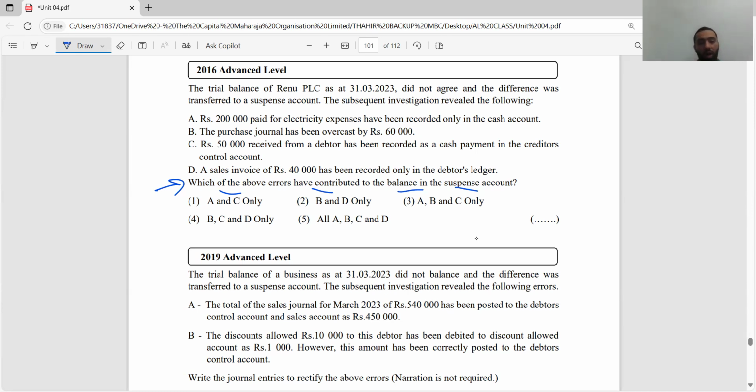Number one, 200,000 paid for electricity expenses have been recorded only in the cash account. If it is recorded only in the cash account, on the other side there will be a difference, right? There will be a difference. So you have to record this in a suspense account. There you require a suspense account.